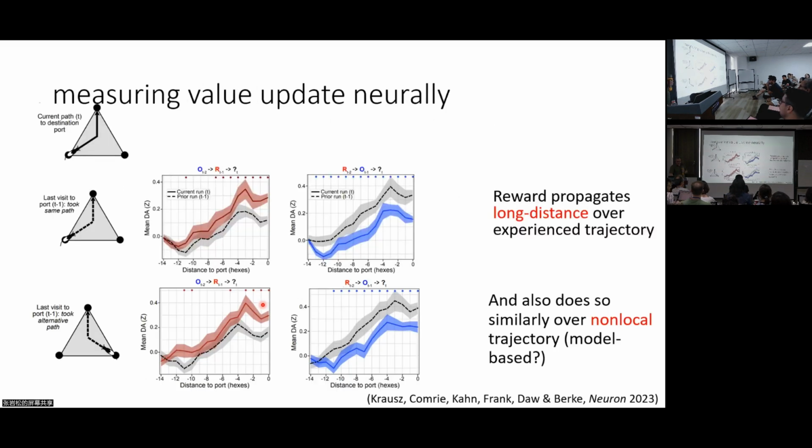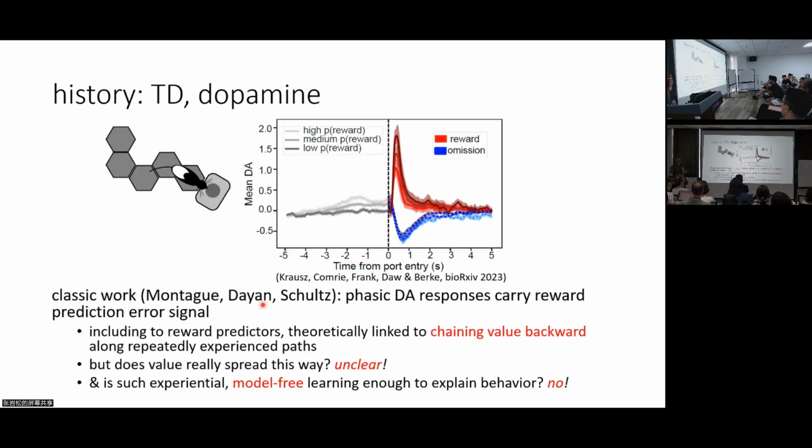Sure. Oh, that's forward, sorry. But so this is all happening before the reward, right? This is as the animal's approaching the port. Once he gets to the port, if he doesn't get reward, the dopamine neurons pause. That signals a negative prediction error. That's supposed to reduce value the next time along the path.